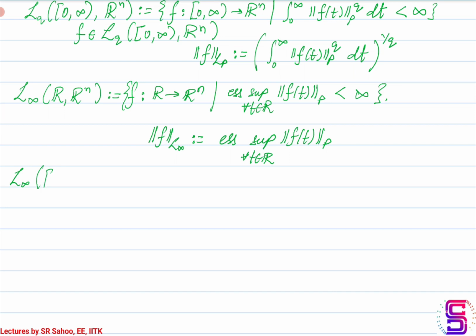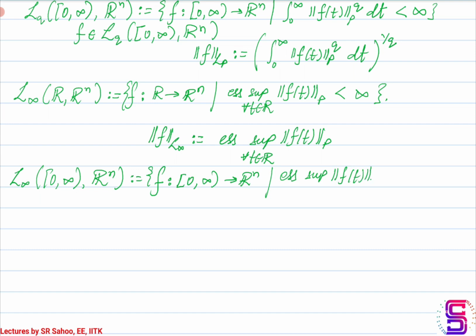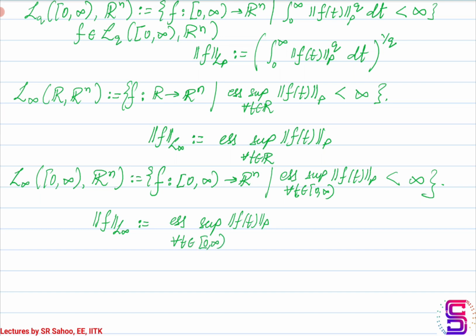Similarly, L infinity mapping from 0 to infinity to Rn will be defined as f mapping from 0 to infinity to Rn, such that the essential supremum of the norm of f of t, the pth norm of f of t, for all t in the interval 0 to infinity, because that is where f is mapping from, has to be less than infinity, and corresponding to this, the L infinity norm will be defined as the essential supremum of the pth norm of f of t for all t in the interval 0 to infinity.